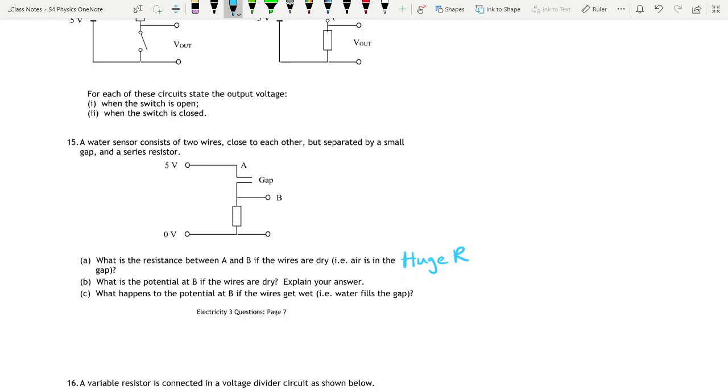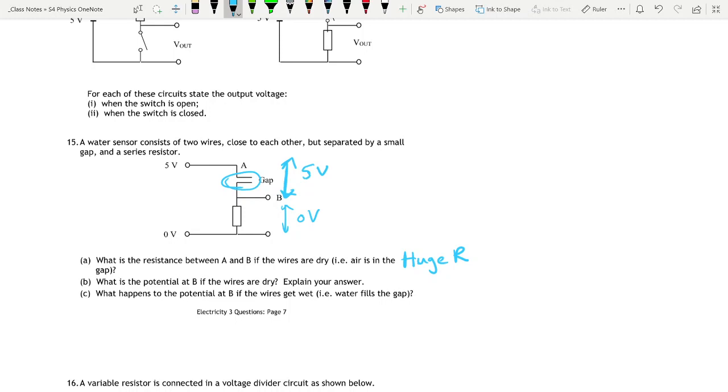B, what is the potential at B if the wires are dry? And explain your answer. So basically, what it's saying is if the wires are dry, we've got a gap in that circuit, a break in the circuit. So this is a huge, huge resistance. That would get all the voltage, and that would get basically none of the voltage, if it's that big a resistance.